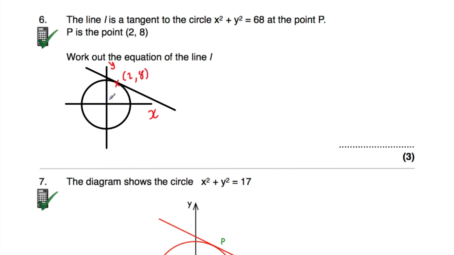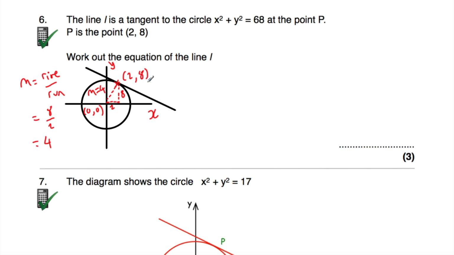So let's find first of all the gradient of the radius. The center of the circle is the point (0, 0). If we do a little triangle here, we'd be going 2 across and 8 up, so the run will be 2 and the rise will be 8. So for the radius, m is equal to rise divided by run. The rise is 8, the run is 2, and 8 divided by 2 is equal to 4. So the gradient of the radius is equal to 4.